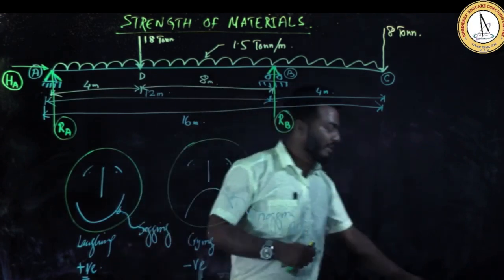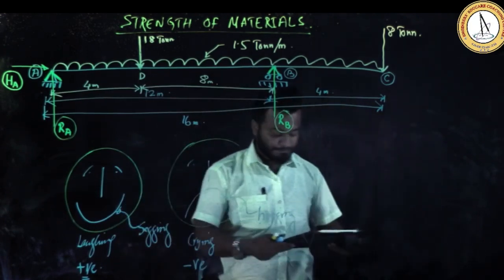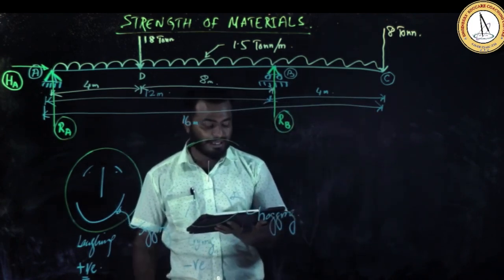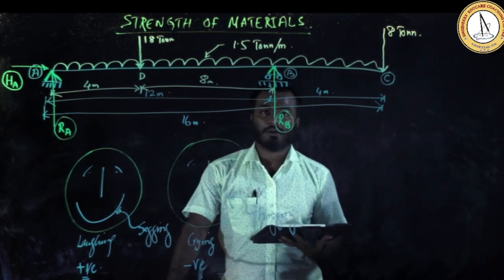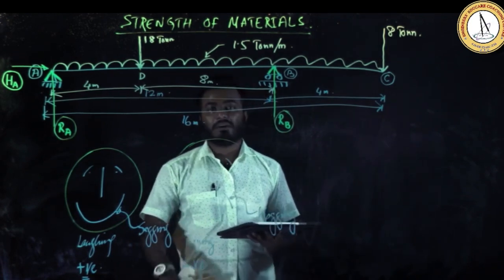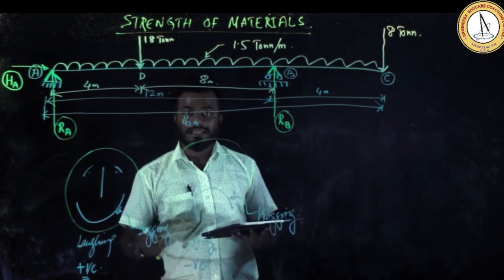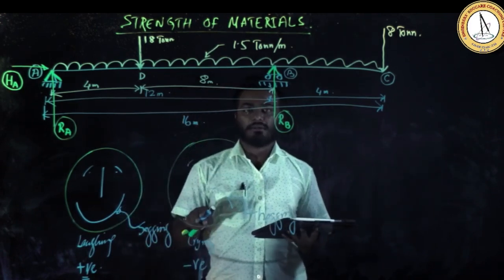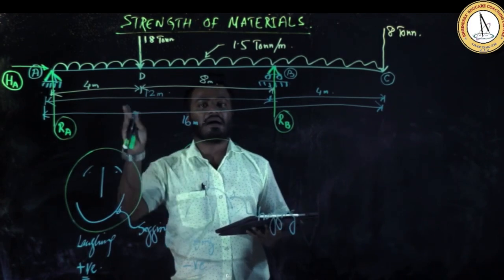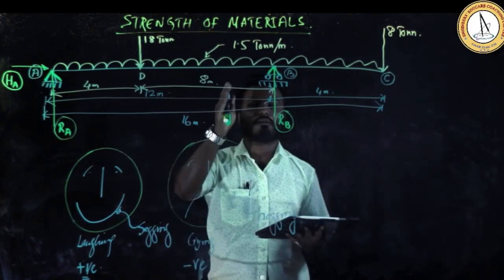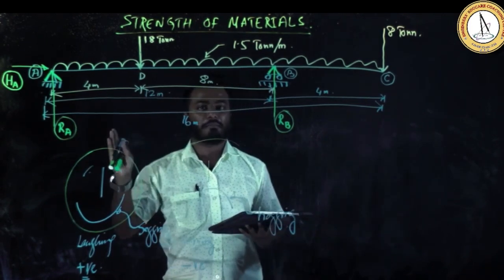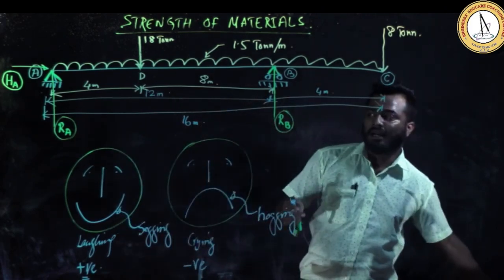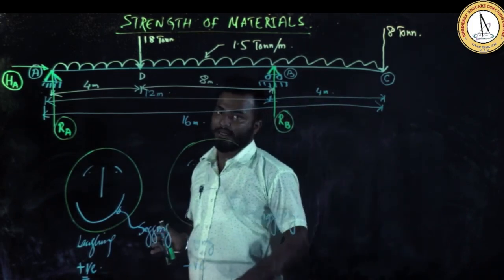So if you look at the screen, what is the definition of the BMD? BMD is a diagram which shows the variation of bending moments along the length of the beam. Okay? While drawing the SFD, you ignored the bending moments. Now in this diagram, you need to consider the bending moments. Here you need not consider the presence of lateral or vertical load while drawing the BMD. Okay? So this is all about the theory behind the shear force diagram and the bending moment diagram.